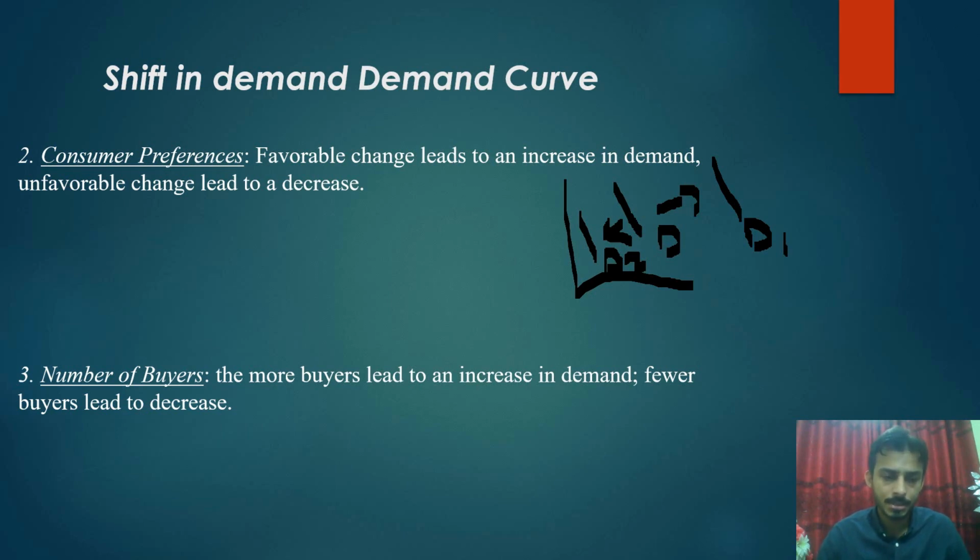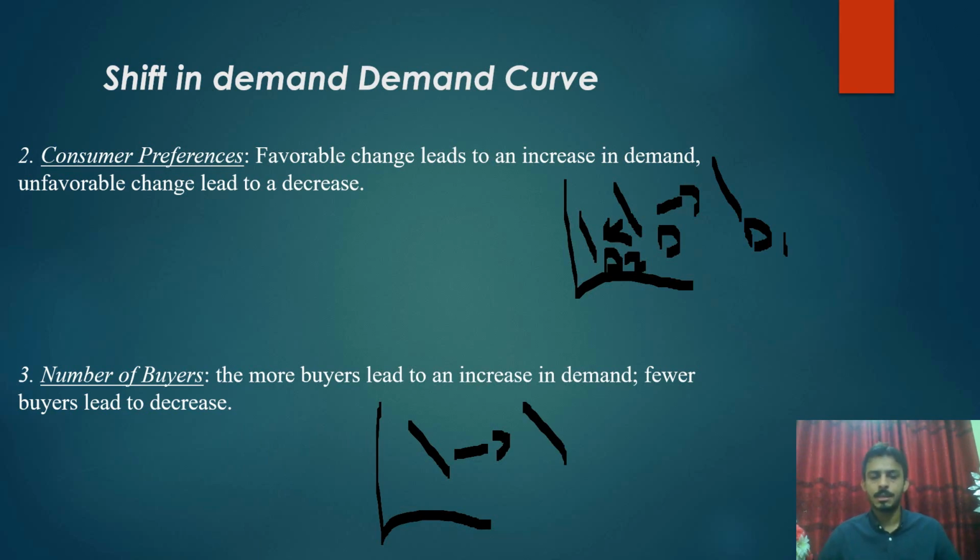Then number of buyers, the more buyers lead to an increase in demand, fewer buyers lead to decrease. Same case, for example, if the number of buyers are increasing, they'll come and purchase more of the product. So when they purchase more of the products, it will quite simply shift the demand line. The prices are the same, and now the number of buyers has increased in the market, so it will shift the market.